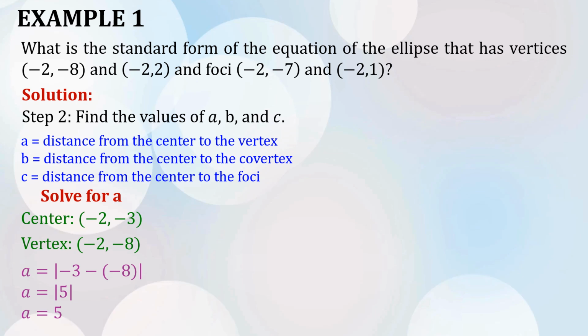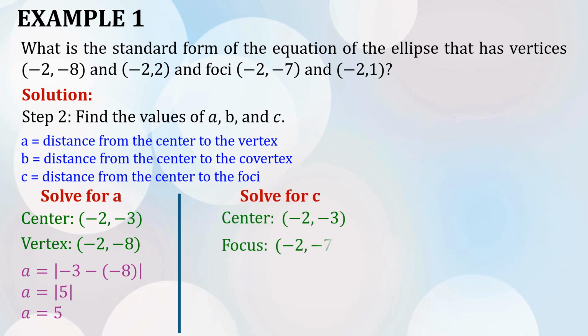Similarly, to solve for the value of c, we get the absolute value of the difference in the y-coordinates of the center and the focus. So c therefore is equal to the absolute value of -3 minus -7, which gives us the absolute value of 4. Therefore, the value of c is equal to 4.